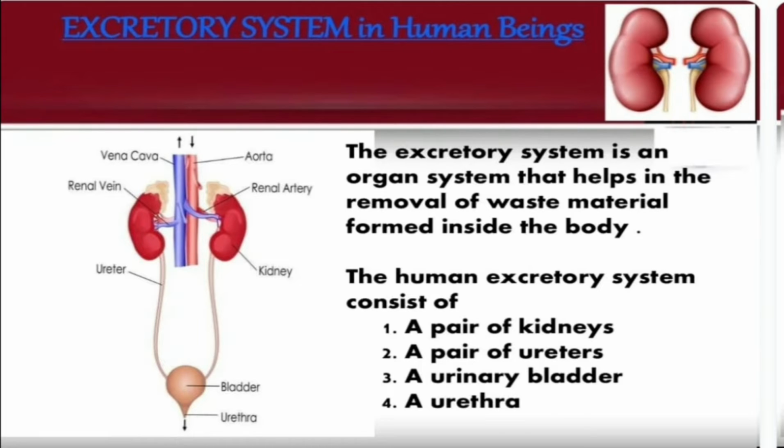Second one is the ureters. Two tube-like structures are seen here which are attached to the kidneys. The third part is the urinary bladder, which is a bag-like structure, and the fourth one is the urethra, which is a small muscular tube.